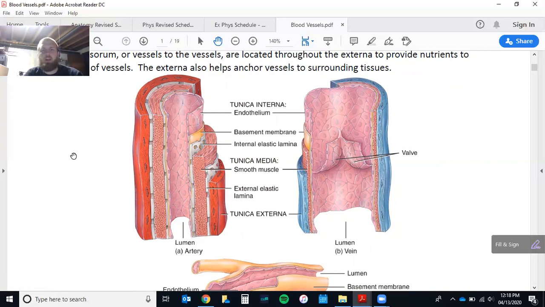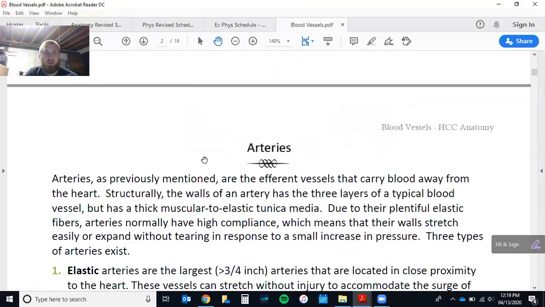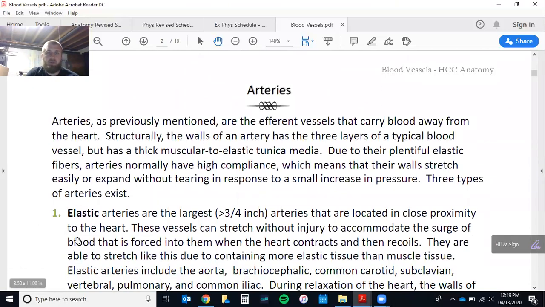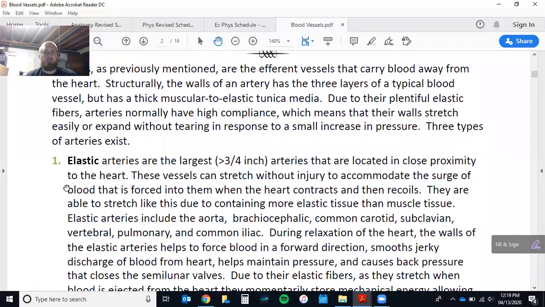Okay, what we're going to do here for the next couple slides is talk about each of these types of blood vessels a little bit in greater detail and learn a little bit more about the different types, starting with arteries. As previously mentioned, they are the efferent vessels that carry blood away from the heart. Structurally, walls of an artery will have the three layers of a typical blood vessel. It has a much thicker muscular to elastic tunica media than we see in the other vessels.